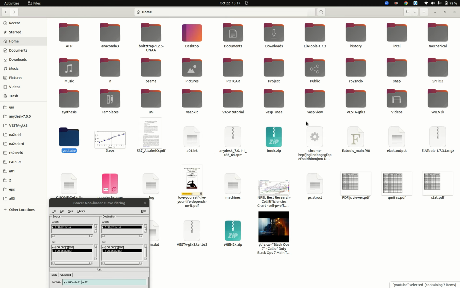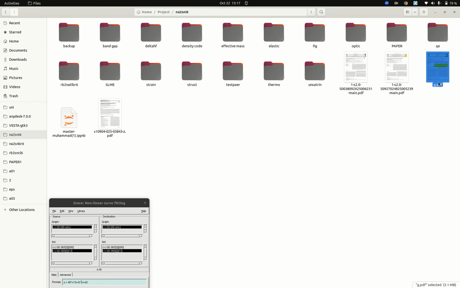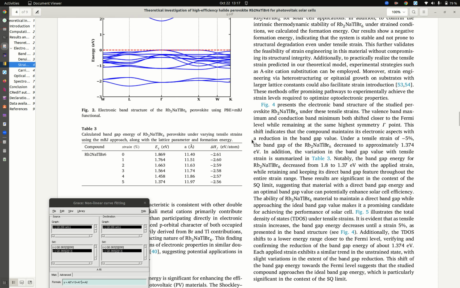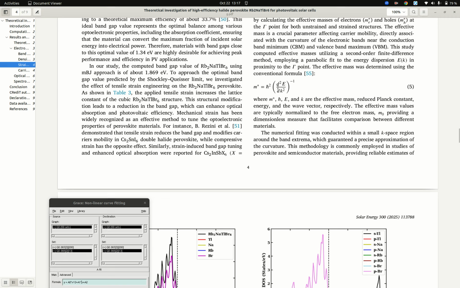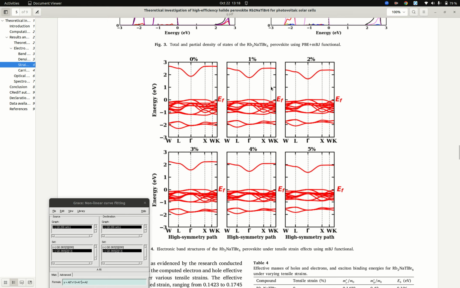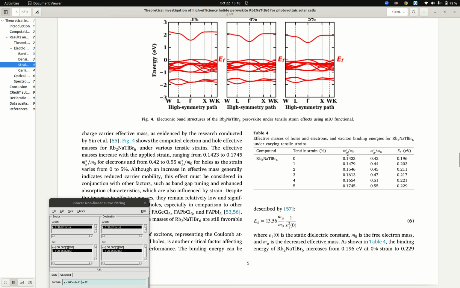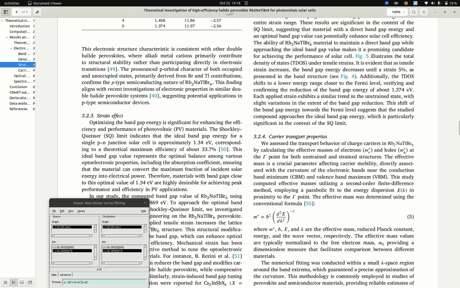I have one paper here. Let me go to my directory. Yep, this is the paper. In this paper they have calculated the effective mass of electron and holes, and they gave this result: the ratio of effective mass of electron divided by the mass of electron, m0, and the effective mass of holes divided by the mass of the electron. So you can calculate these, as well as the effective mass of electron divided by effective mass of hole. It will give you good insight into your material's carrier transport properties.